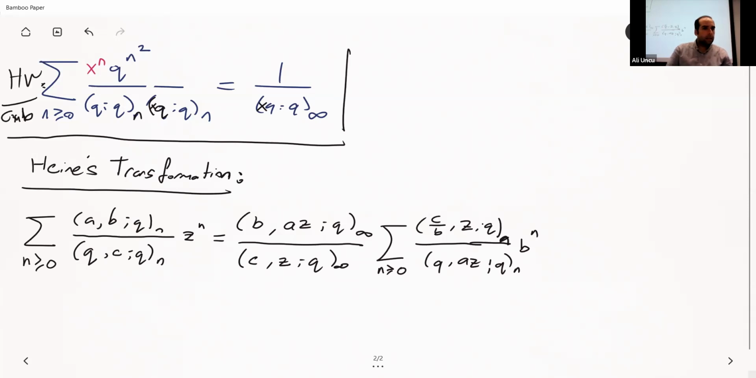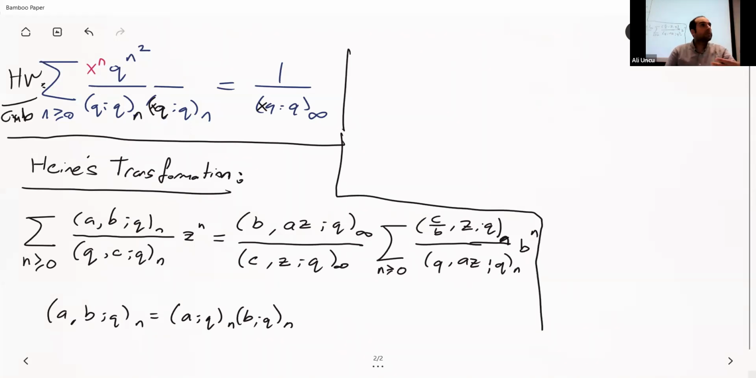And once again, to remind you what this thing is, (a1, ..., ak; q)_n, but I will do it with a and b, (a, b; q)_n, is just the product of two q-Pochhammers. So I have (a; q)_n (b; q)_n. And here, this is also two q-Pochhammers, (b; q)_∞ (a; q)_∞, okay? Now, we'll prove this. It's not so bad.